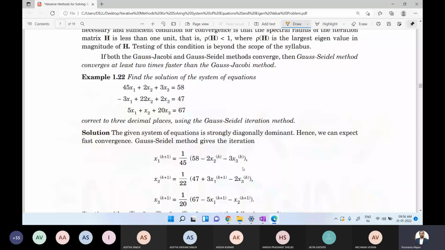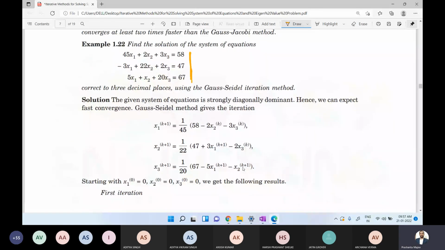So you see, can we apply Gauss-Seidel method to solve this system directly without doing anything? Yes, because the coefficient matrix right now, if I write, that will be diagonally dominant. 45 will be greater than 2 plus 3, 22 will be greater than 3 plus 2, and 20 will be greater than 5 plus 1. So right now the coefficient matrix is already in diagonally dominant form. So from this we can solve for x1 from the first equation, x2 from the second equation, and x3 from the third equation, and then you create the Gauss-Seidel scheme.